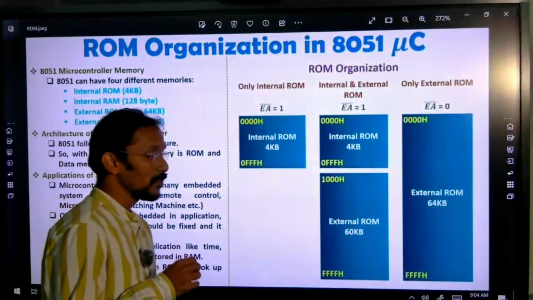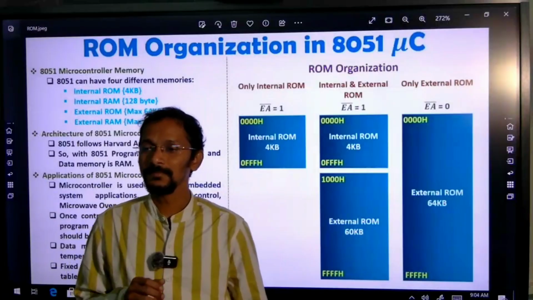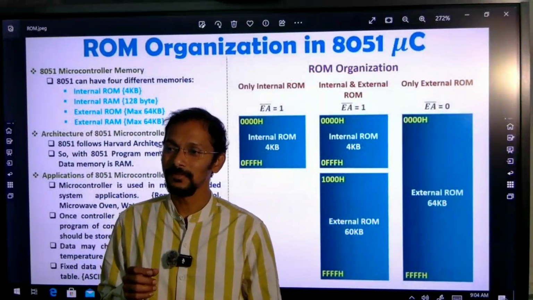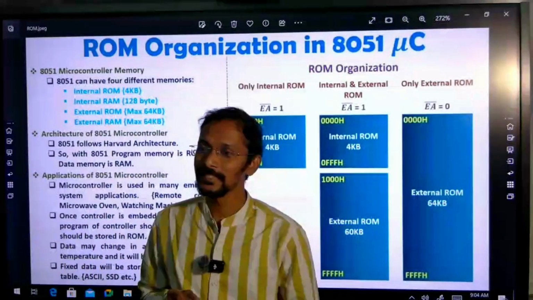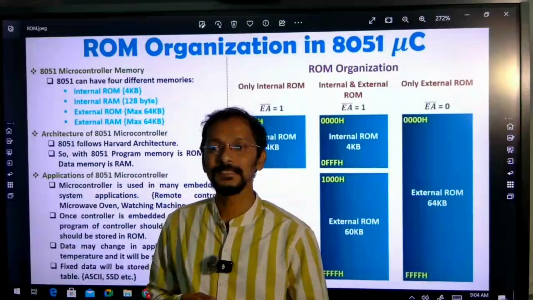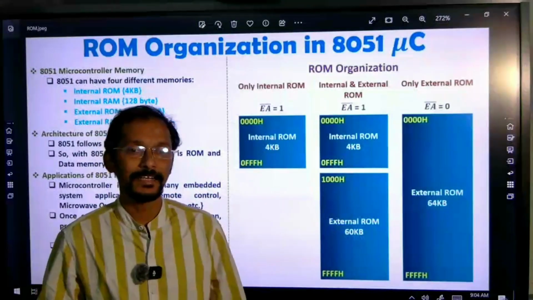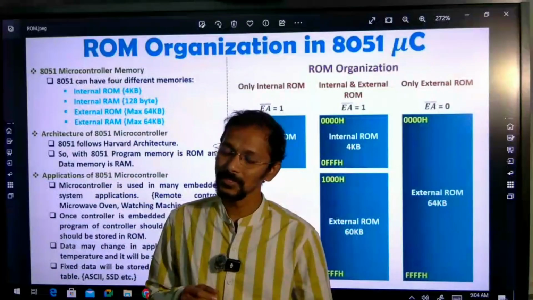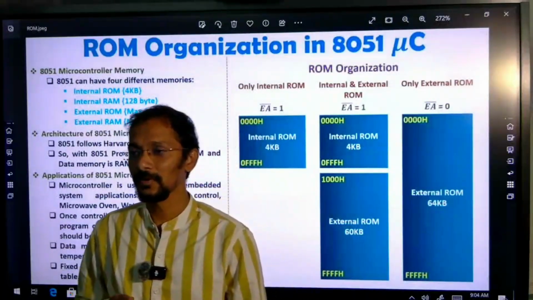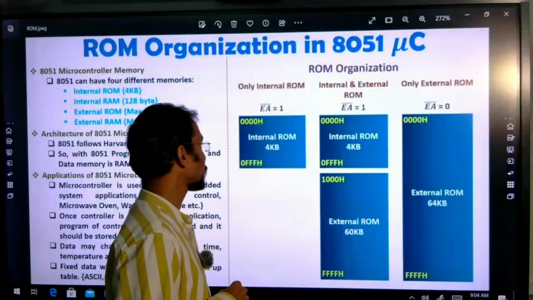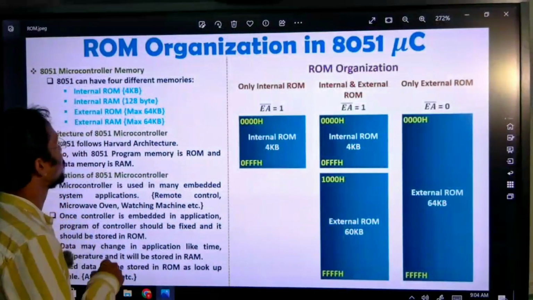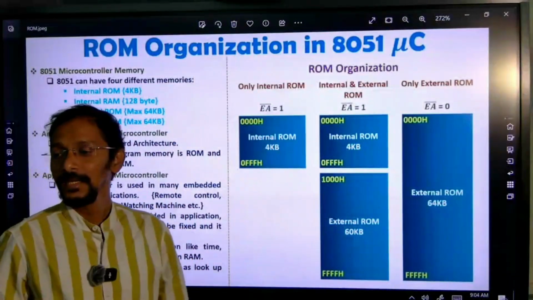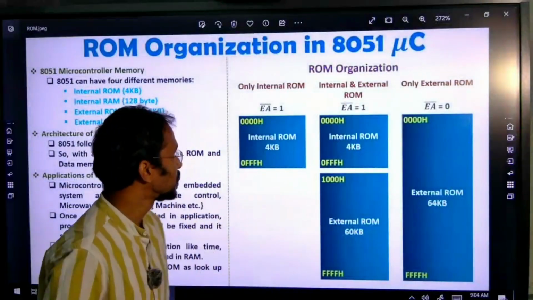Also it has a CPU to perform the programs. It is supported with registers like the accumulator register, that is register A, and register B, through which the operations or programs are performed. So let's start the memory organization of the 8051 microcontroller.